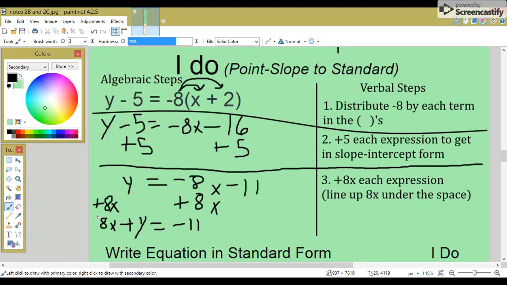Now we have our equation in standard form. 8x plus 1y equals -11. They are all integers, so we are done.